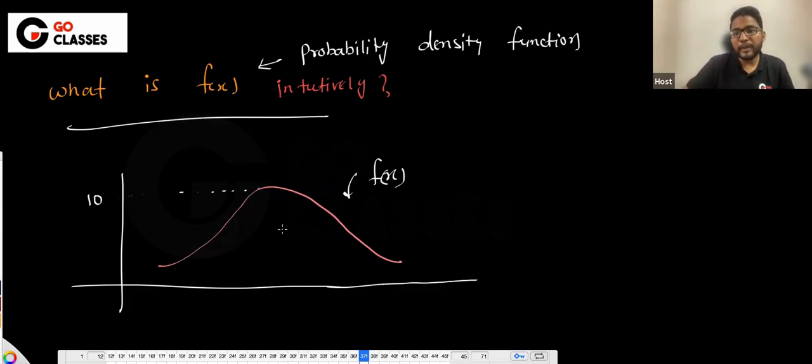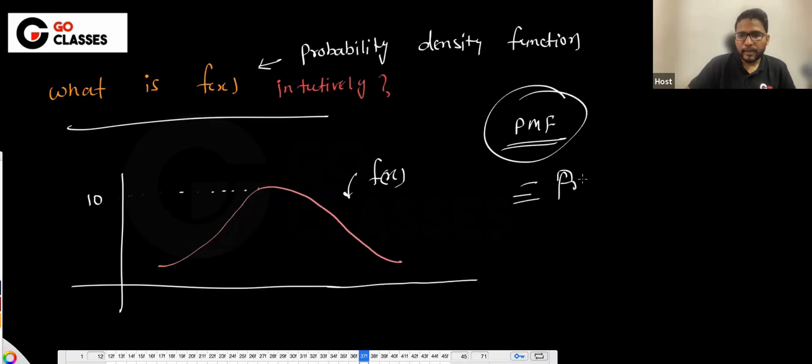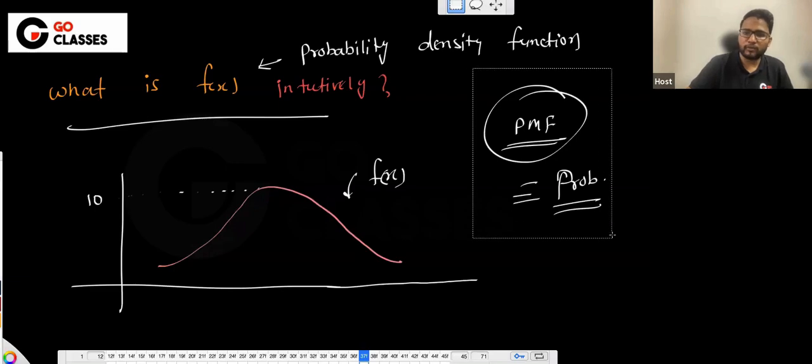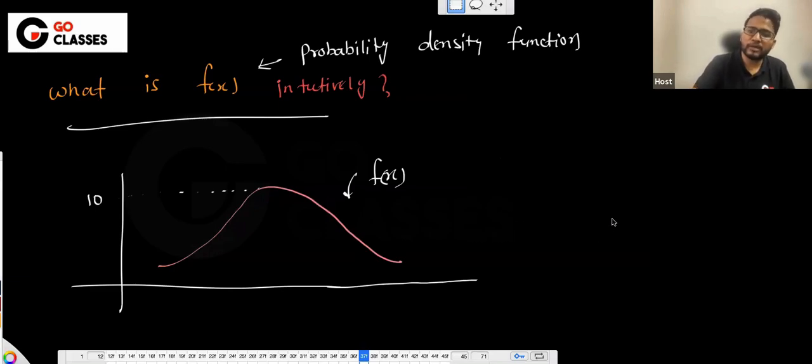Can the maximum value of PMF be greater than 1? No, because PMF is the same as the probability. But here the PDF and probability are not the same. Can the maximum value of the PDF be greater than 1? Then the answer is yes. But the PMF maximum value cannot be greater than 1. PMF and probabilities are actually the same, but PDF and probabilities are not the same. But then if this is not the probability, then what is this?